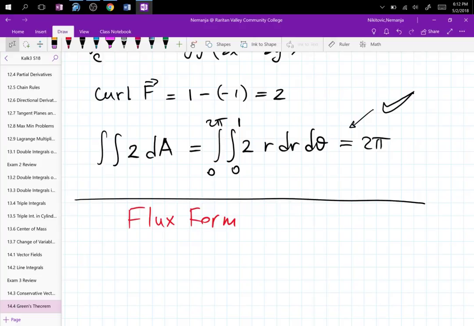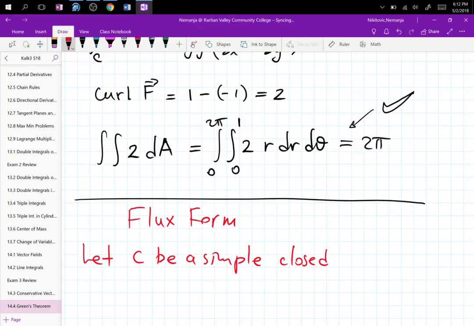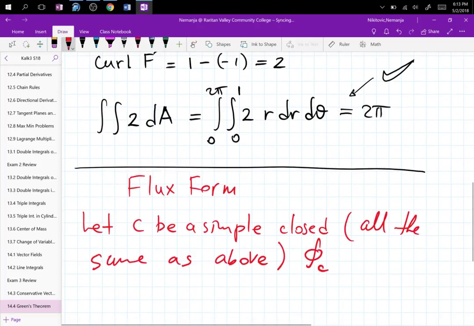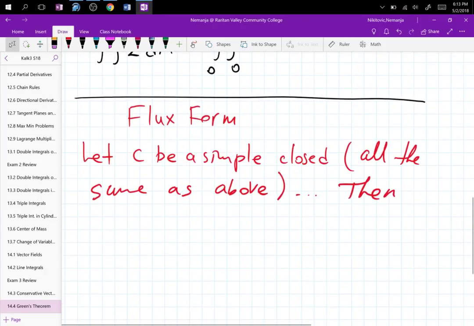And that one has the same specs. So let's see, a simple closed curve, all the same as above, okay? So I can put that here, all right? So all the same as above. Then I just write the formula here.